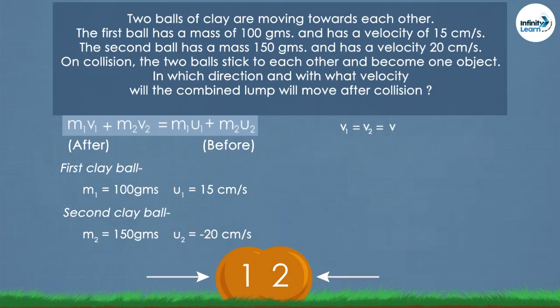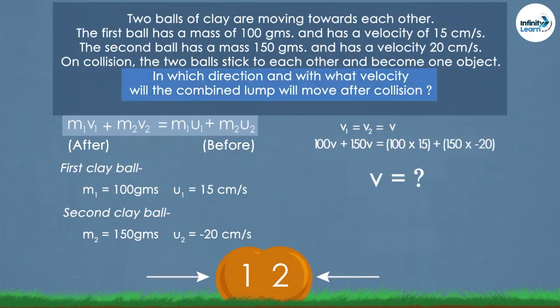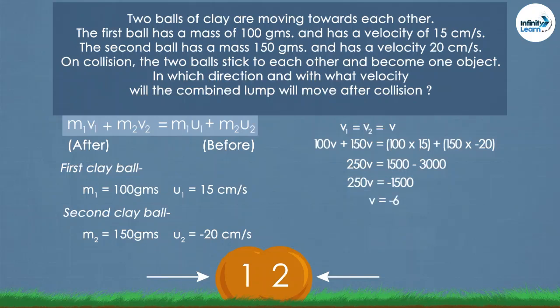Now let's substitute the values in this formula. Substituting the values of M1, M2, U1, U2 gives us this. The value of V is what we've been asked for. What is V? It is the velocity at which the lump moves. The left-hand side will equal 250 times V and the right-hand side will equal 1500 minus 3000. We get 250 V as -1500. And that gives us the value of V as -6.